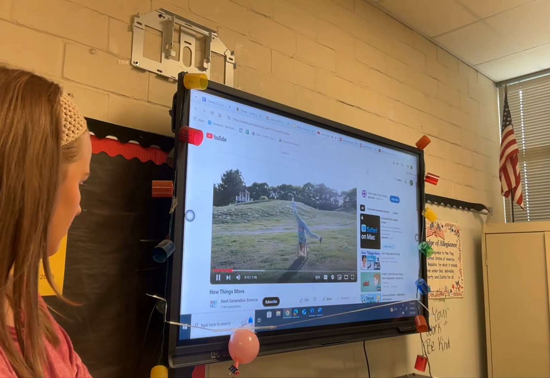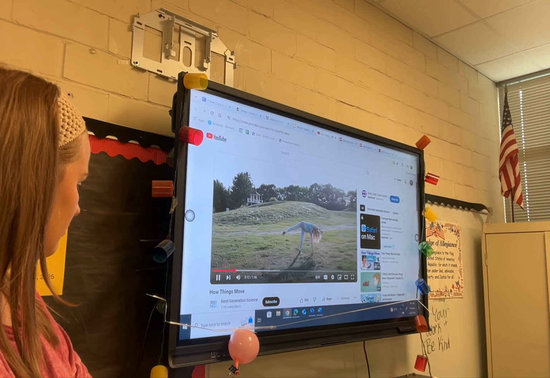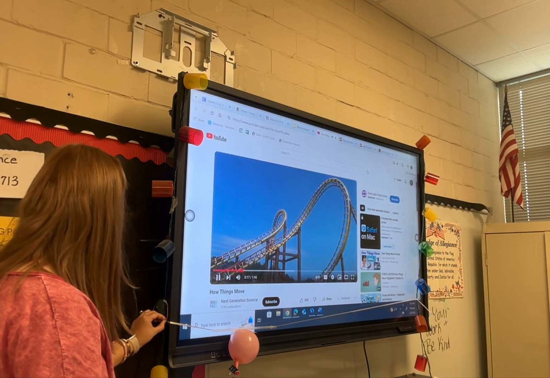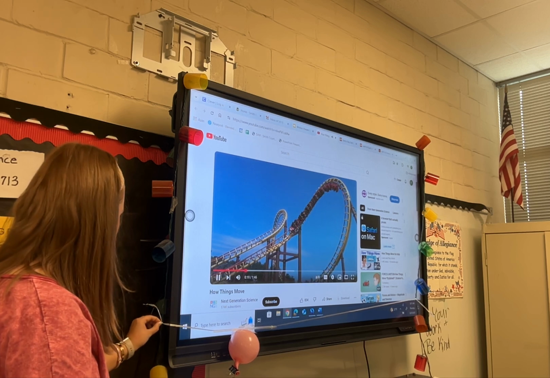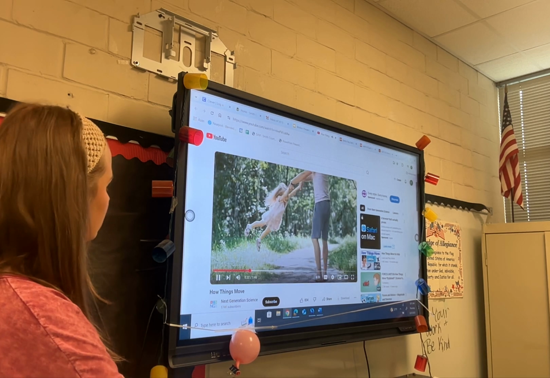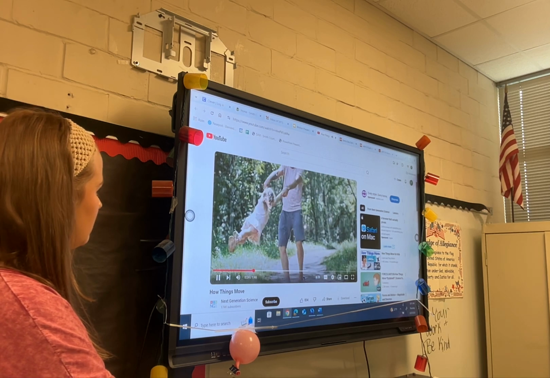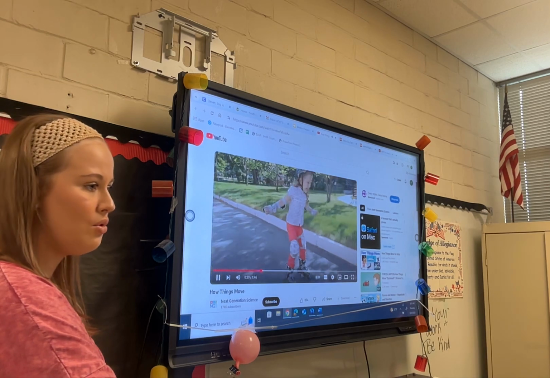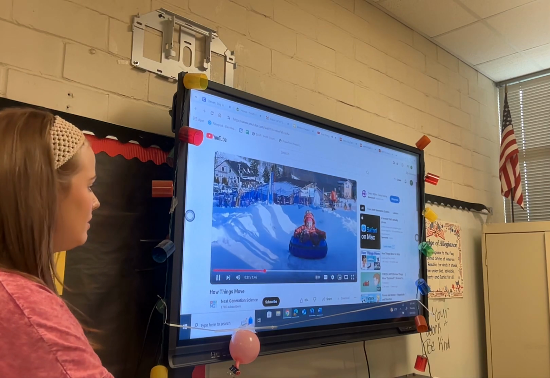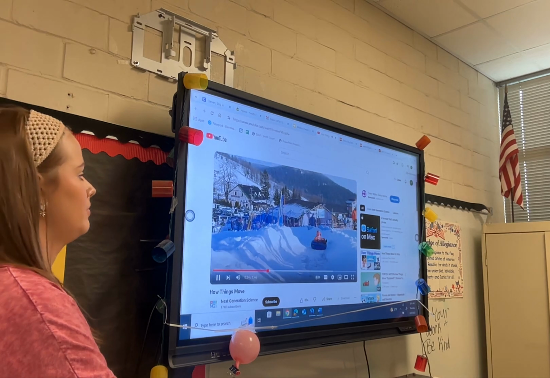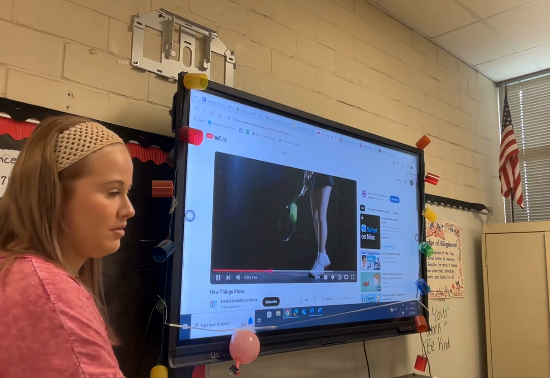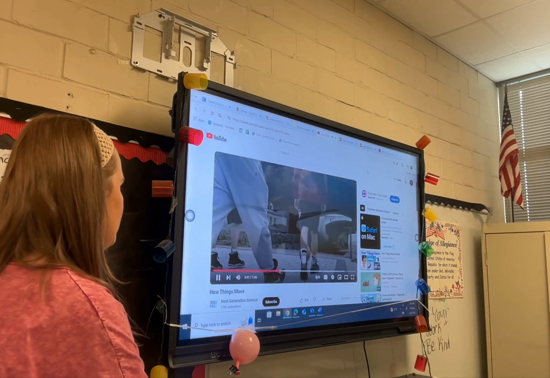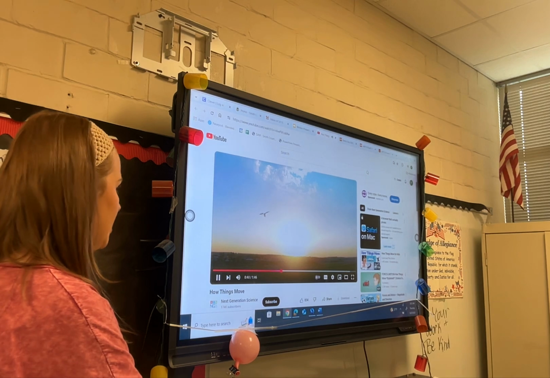Things around us move in different ways. How can you describe the way things move? Things can roll. That can be an example. Slide. Bounce. Things can fly through the air. They can fly.